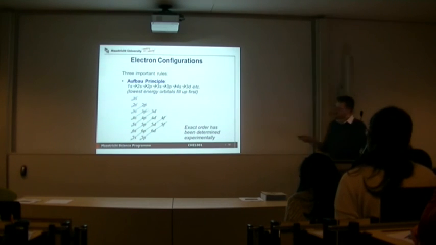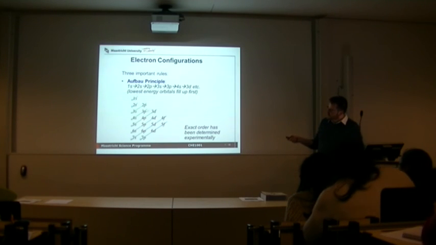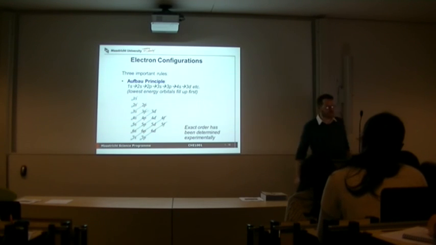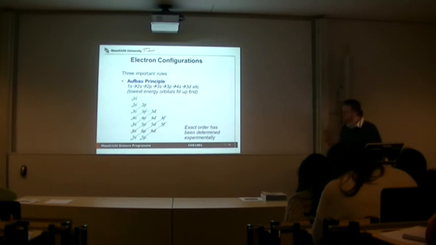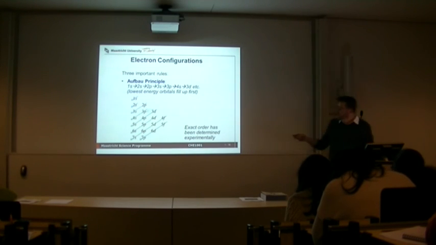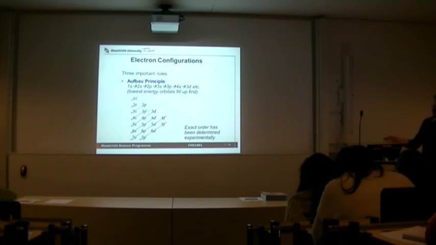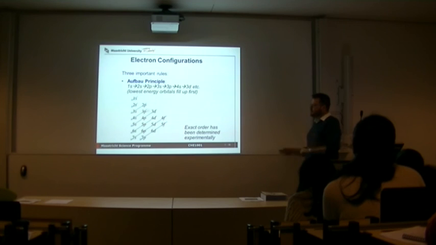So for example, this is very useful. We first fill up the 1s orbital, then the 2s, then the 2p, going down, then 3s, then 3p, then 4s, and then 3d. So you see, we actually fill up the 4s orbital before we start filling the 3d orbital, and that's because although the 4s is formally in the 4th energy level, the 3d orbitals are actually lower in energy than the 4s. So you don't necessarily fill it up energy level by energy level.